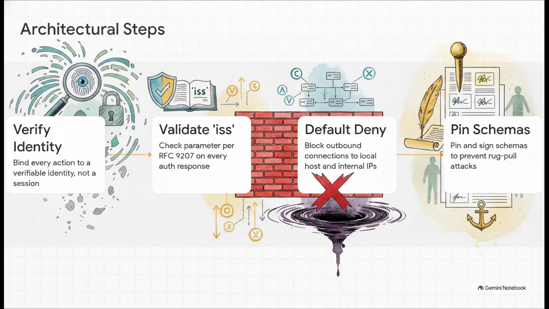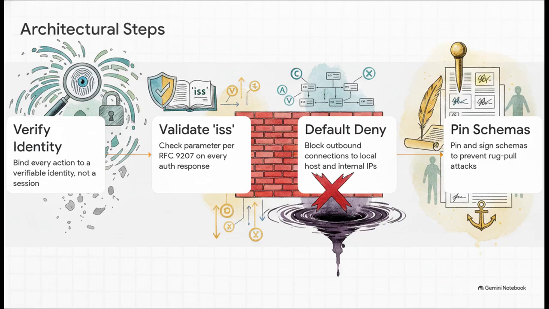First, verify identity, not sessions. Bind every action to a verifiable identity. Second, validate that IS parameter on every authorization response. Third, enforce a strict default deny egress policy. You want to explicitly block outbound connections to localhost and internal IP ranges to shut down server-side request forgery.